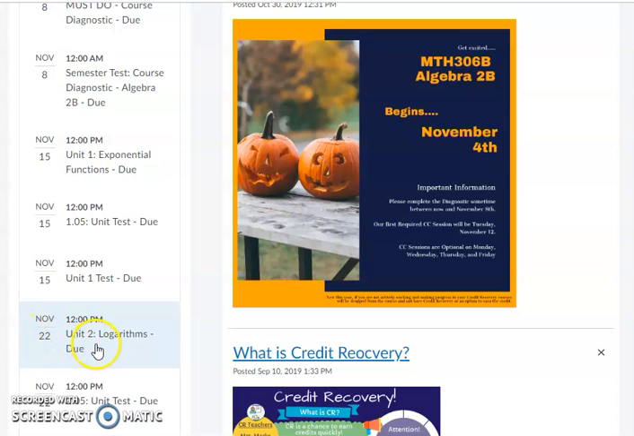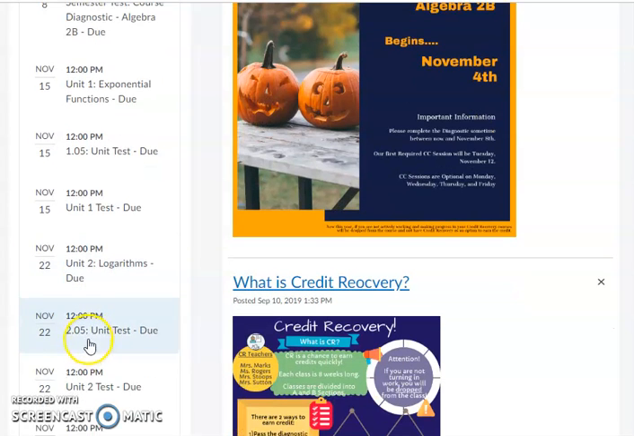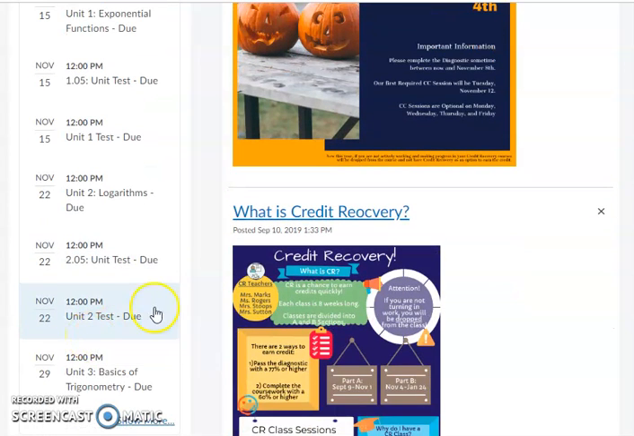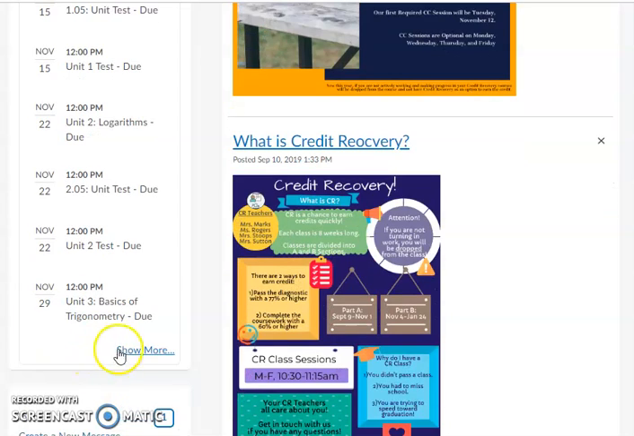November 22nd, Unit 2 is due. You've already done that. The only thing you have to do in there are the tests. You do not have to go through all those lessons. And then you can see scrolling more, you could go and look through it that way.